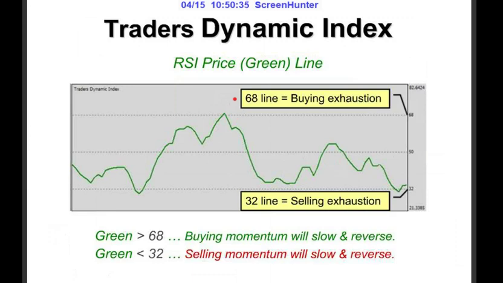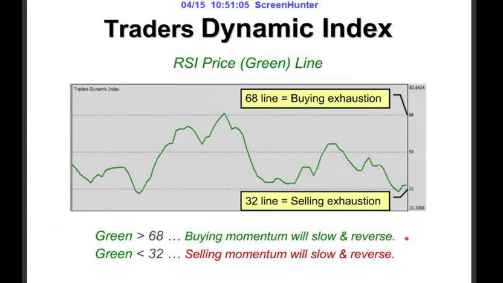But the smaller time interval charts have a tendency to fluctuate much quicker than the longer term. So when you're on these shorter term charts, again the 5, the 15, maybe even the 30-minute, you can see an immediate turn. And that's why Steve likes to use the 15-minute chart to some degree, because the shark fins are very much apparent when you get above the 68. Okay? Let's continue here. So again, buying momentum will slow and reverse when you're above the 68.